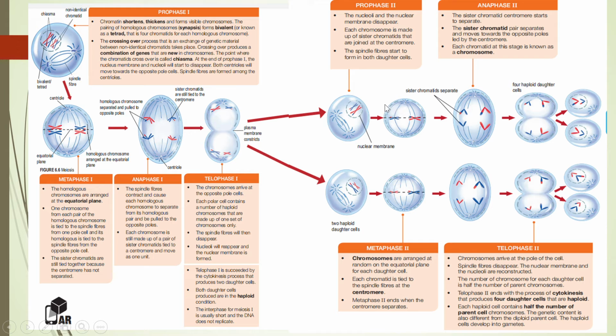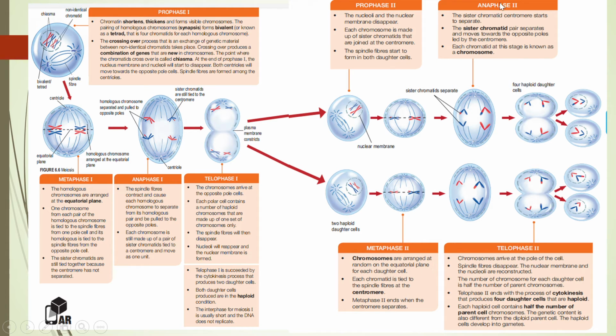Imagine this is just telling you the story if the parent cells are having 4 chromosomes. But imagine human beings, how many chromosomes do we have in total? Yes, 46. So the variation is very large. Okay, so back to metaphase 2, each chromatid is tied to the spindle fibers at the centromere. Okay, so metaphase 2 ends when the centromere separates. Okay, so here it separates. So the sister chromatids are now separated.